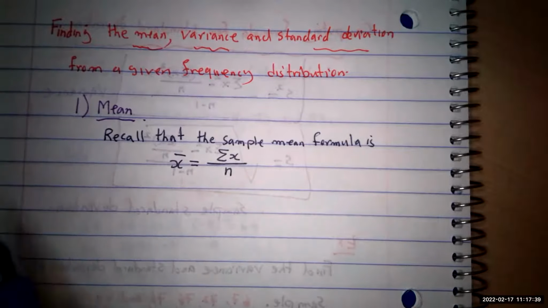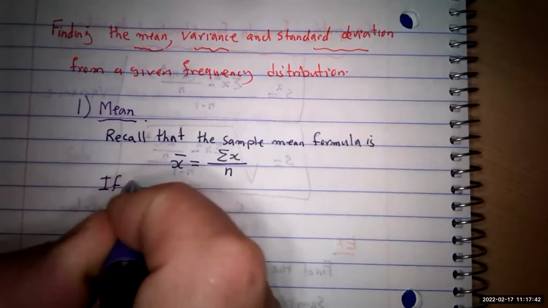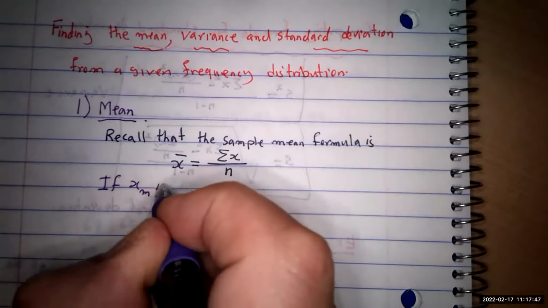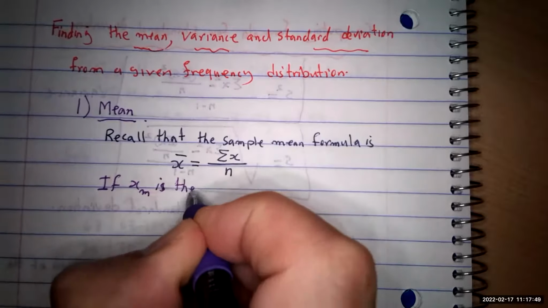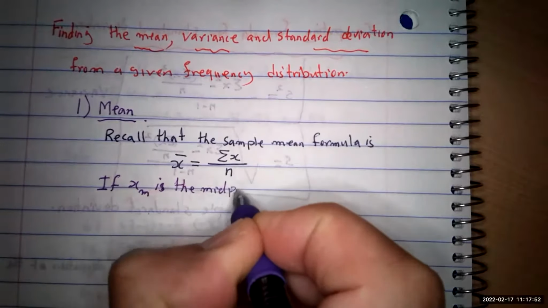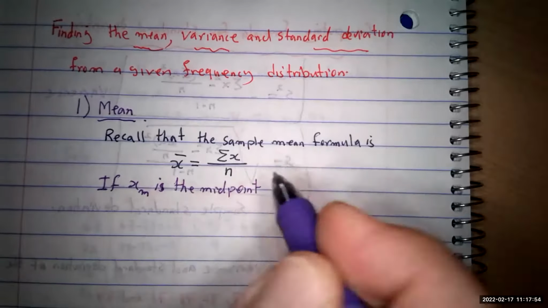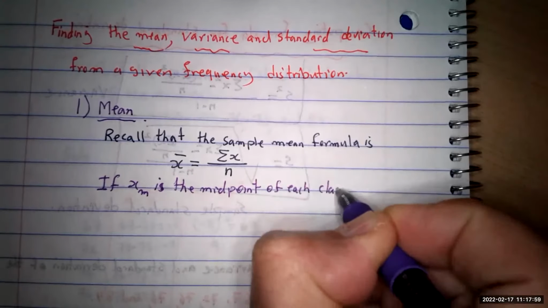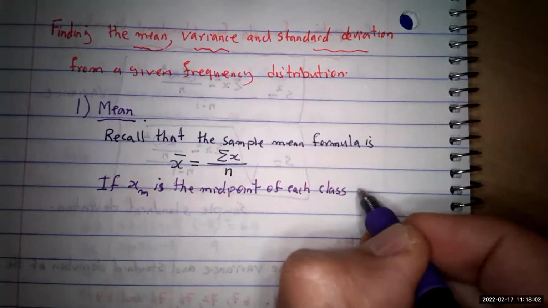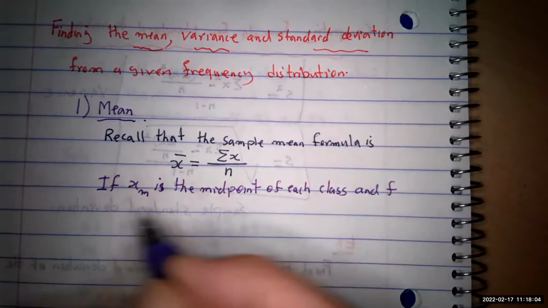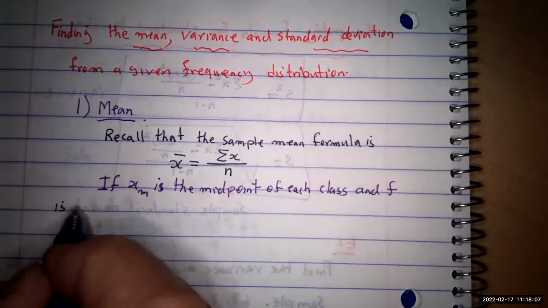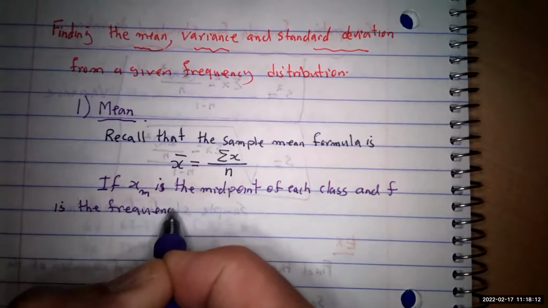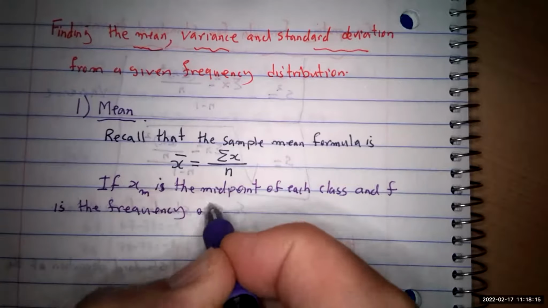So this is going to be the result now. XM is going to be the midpoint of each class. Okay, and F is the frequency of the class, the frequency of that class.